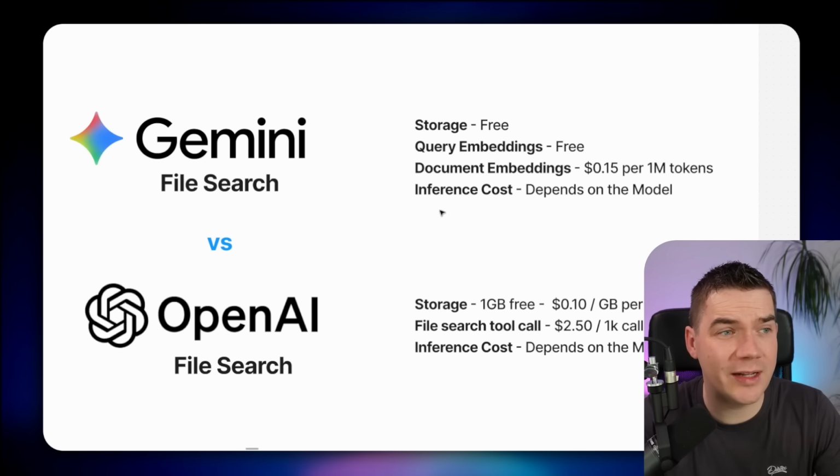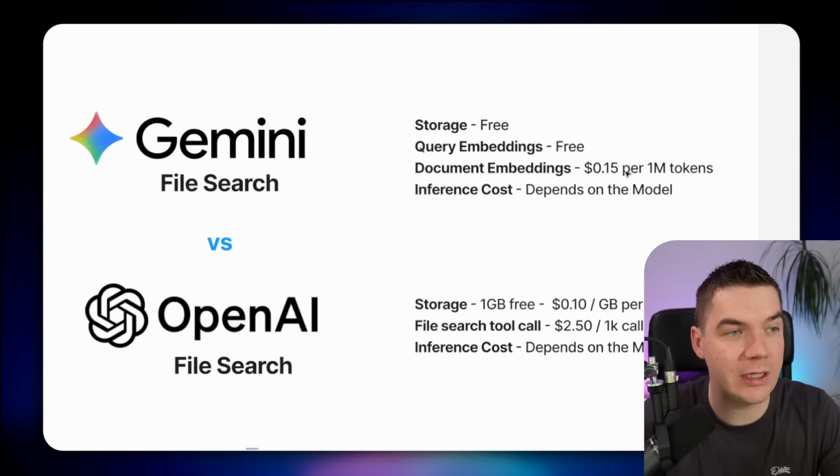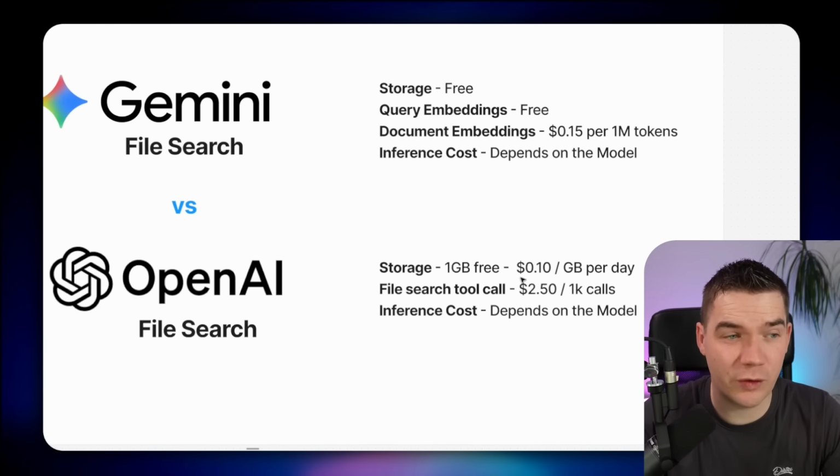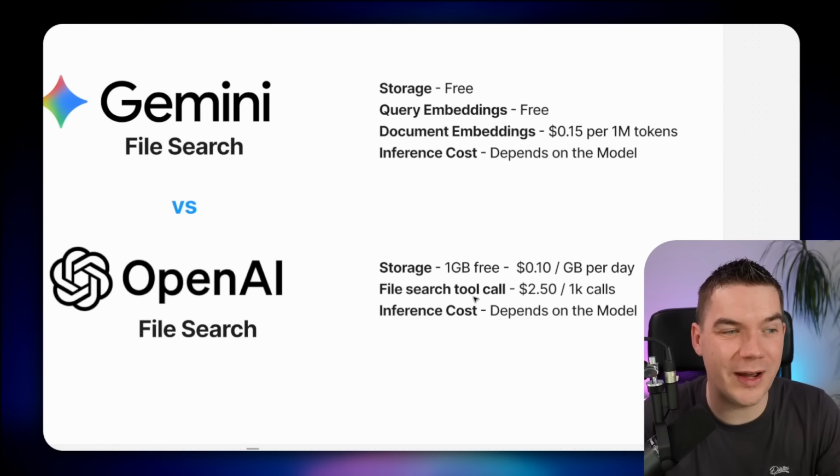If we look at Gemini File Search, it's free storage. You pay 15 cents per 1 million tokens when you're embedding the documents or importing them. And in terms of an inference cost, it just depends on what model you choose. And I think this was a really clever pricing strategy, that idea of having free storage, yet having quite expensive document embeddings. With OpenAI, for example, they charge for storage. Now, the first gig is free, but after that, it's $3 per gig per month, or 10 cents a day. And then they charge you $2.50 for file search tool calls, which I think is a bit stingy, to be honest.